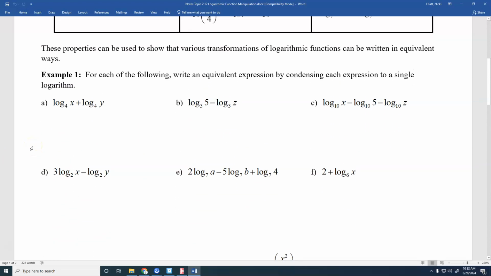So first of all, to combine logs, you have to have the same base. If I see something like log base 2 of x plus log base 5 of y, I cannot put those together. They have to stay separated. There's nothing I can do for that because I have different bases on my logs. So you're not really going to see that. You have to have the same base to combine. So if I have log base 4 of x plus log base 4 of y, I can write those together as log base 4 of x times y.